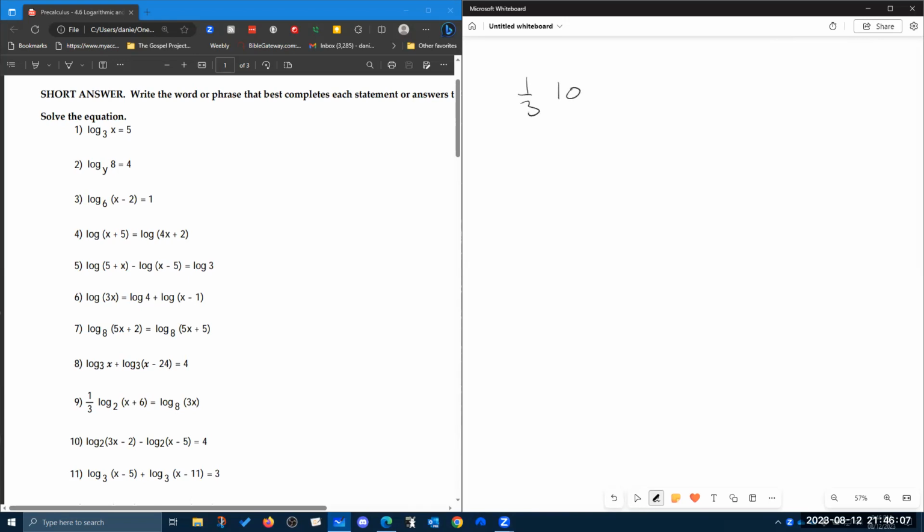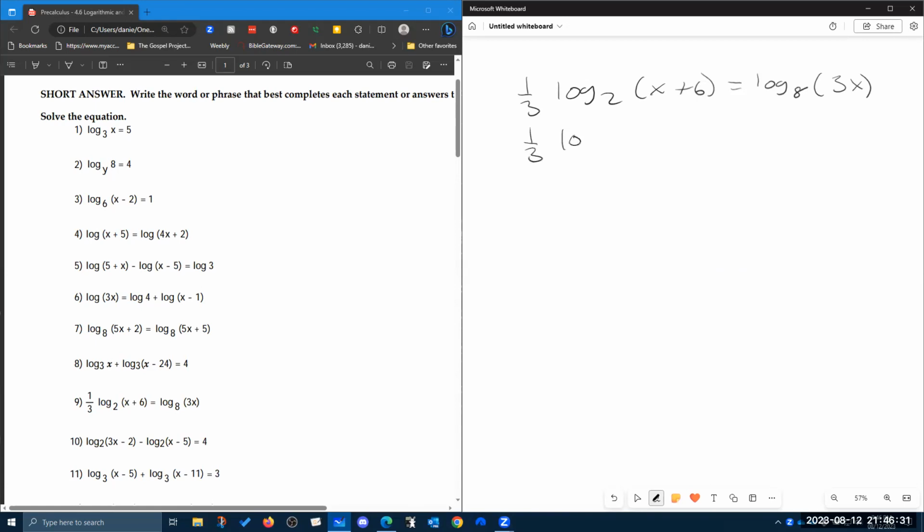1/3 log base 2 of (x plus 6) equals log base 8 of 3x. Notice that the bases are different here, so I'm going to have to change everything into the same base. Let's change base 8 into base 2. That's pretty easy to do.